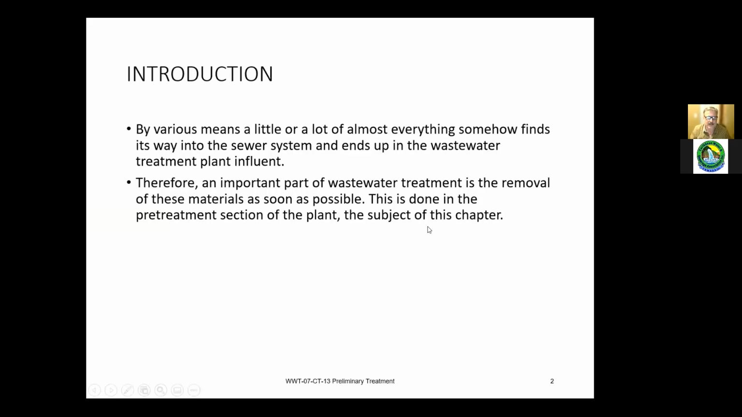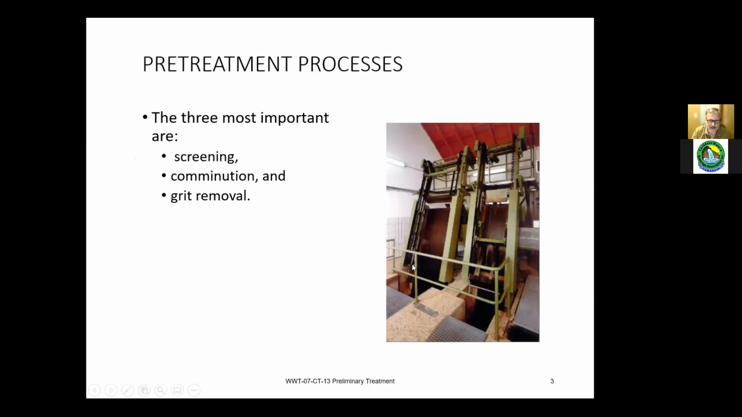Basically, some way or other, everything winds up in the sewer system, whether it's people dumping things down a manhole, through a business or a facility, or through people's homes. Everything winds up in the system. It's important that part of wastewater treatment, the removal of these components, is done before it hits your plant.